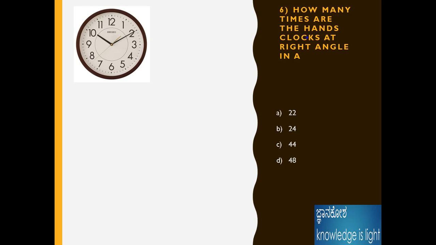How many times are the hour hand and minute hand of a clock at 90 degrees? Already I took the perpendicular case. That should be 44 times, from the table I already showed. The second thing: how many times for the opposite? How many times should the hands of a clock be opposite? That should be 22 times.